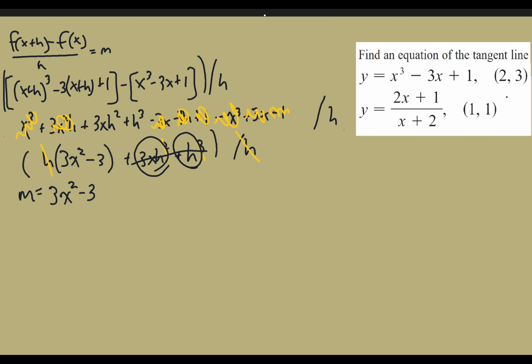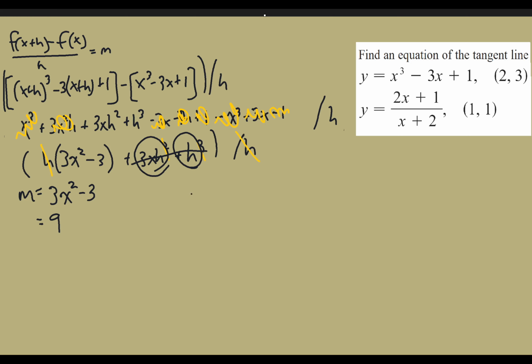So for this question, here's the point they give us, 2, 3. No big deal. We can plug x in here. Well, what's x squared? That's 4 times 3 is 12 minus 3 is 9. So our slope is going to be 9. Is that right? Looks right. 3 times 4 is 12 minus 3 is 9.